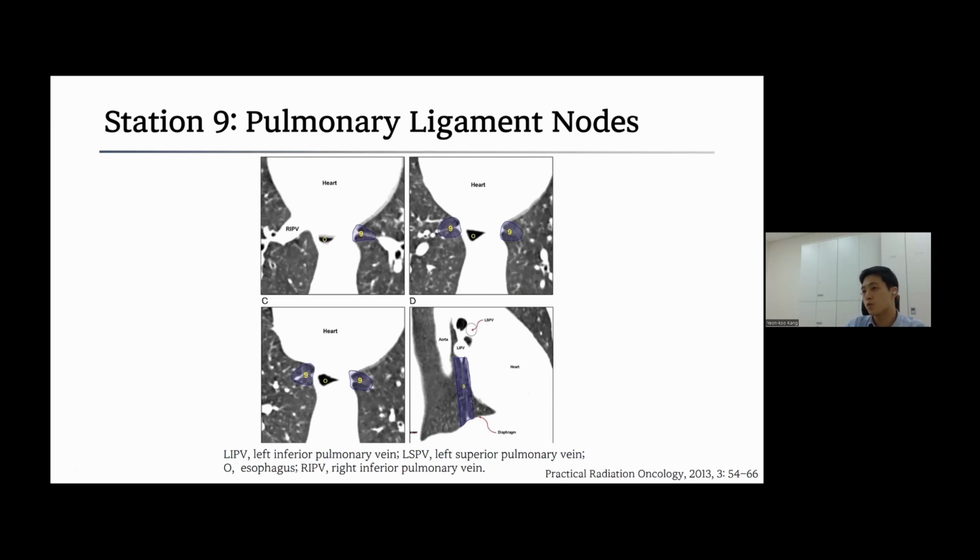Station 9 refers to pulmonary ligament nodes. The pulmonary ligament is the downward extension of the pleural slit that surrounds the hilum. Station 9 is not a frequently involved station.